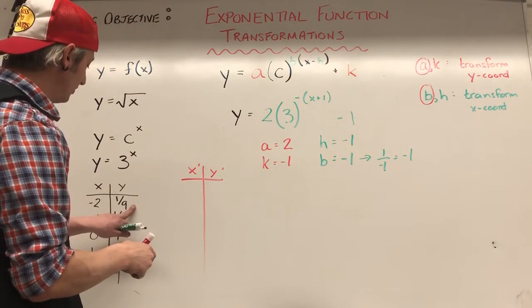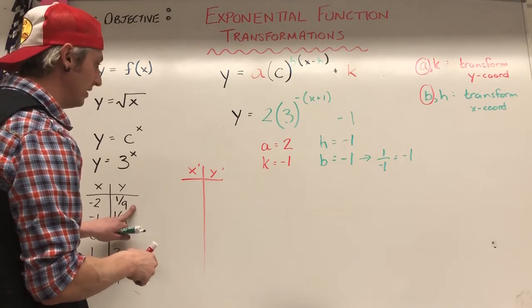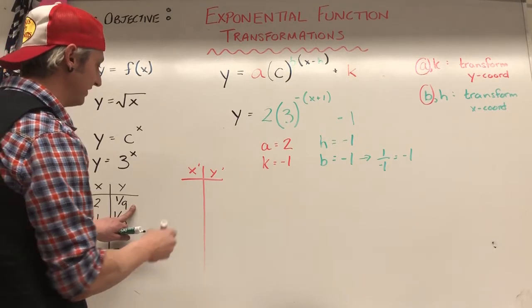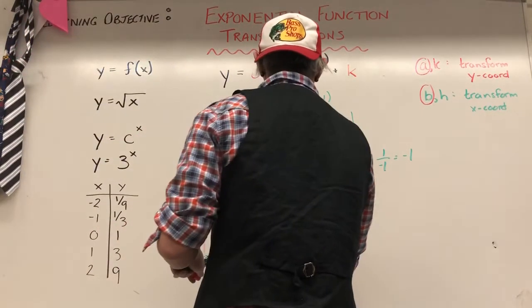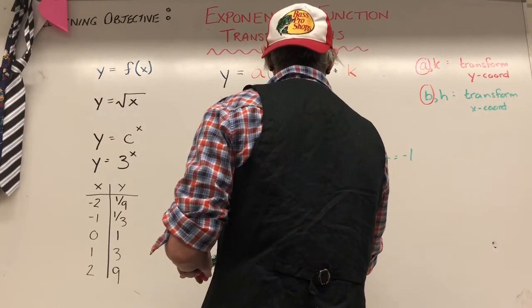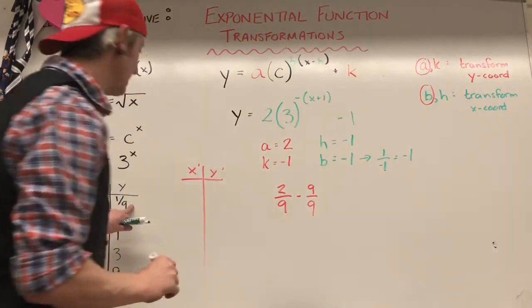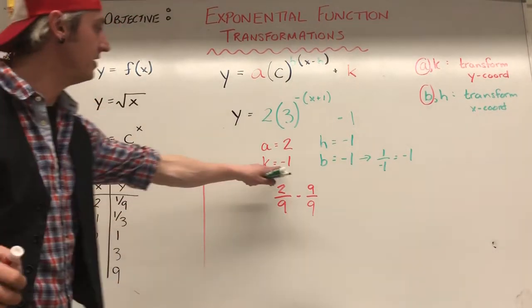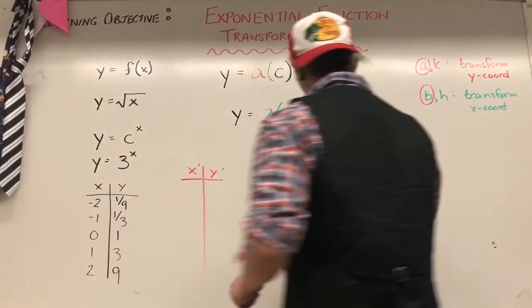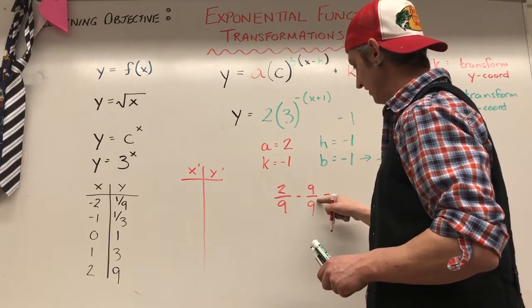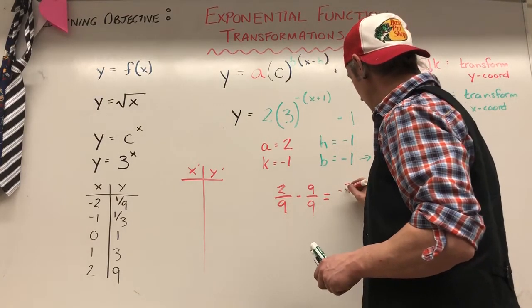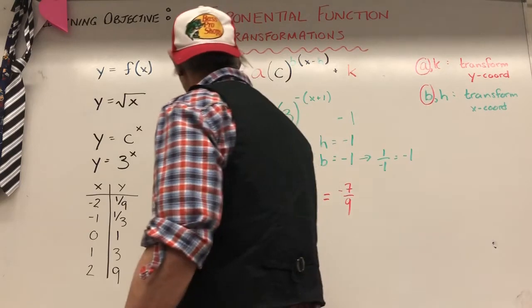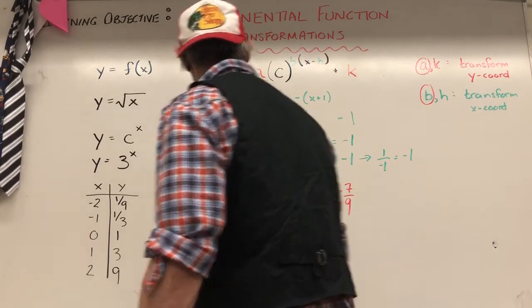So 2 times 1 over 9 is 2 over 9 minus 1. 1 over 9 times 2 is 2 over 9. And then I'm subtracting 1, but I'm going to use the same denominator to do that. Minus 9 over 9, which is 1, gives me negative 7 over 9. So I get negative 7 over 9.